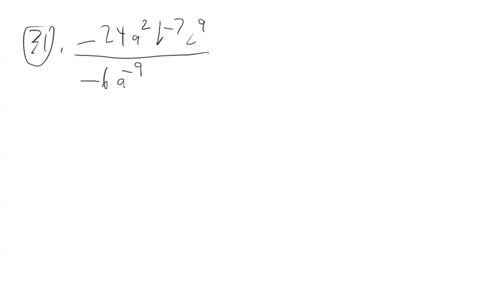And it says -24 a squared b to the -7 c to the 9 over -6 a to the -9 b to the -6 c to the -4. Now we're going to do the same way. So first, negative divided by negative is a positive, so those negatives will cancel. 24 divided by 6 is 4. But now when you divide letters, you subtract their exponents.